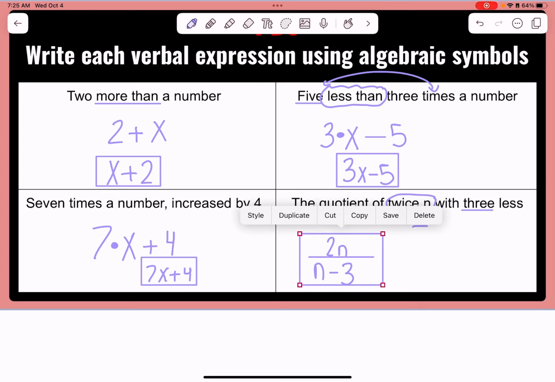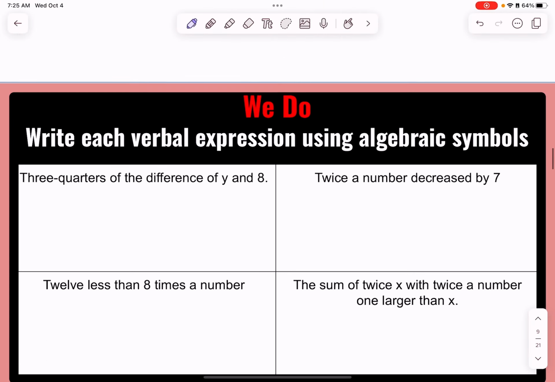That is good. Let's look at the next ones. They might get a little bit more tricky, but it's all right. We are writing verbal expressions. We're writing our algebraic expressions using these algebraic symbols.